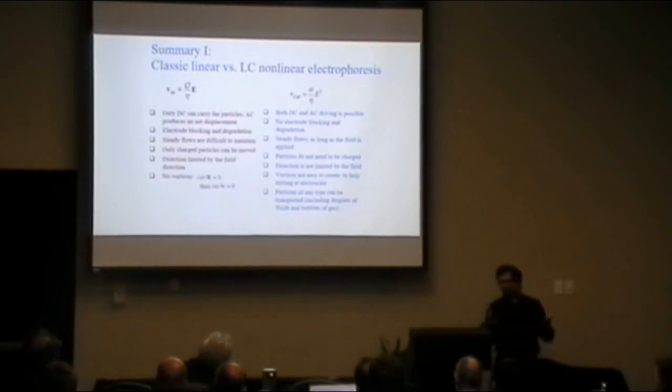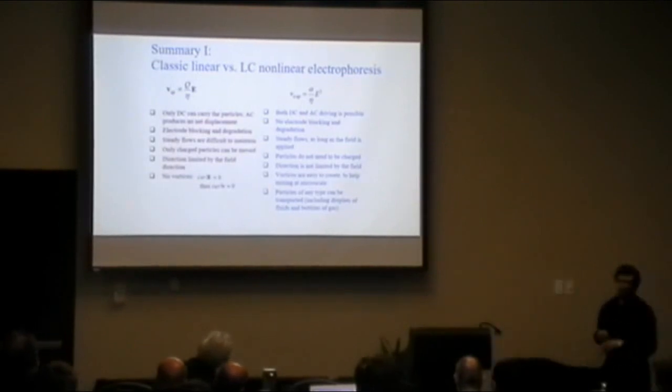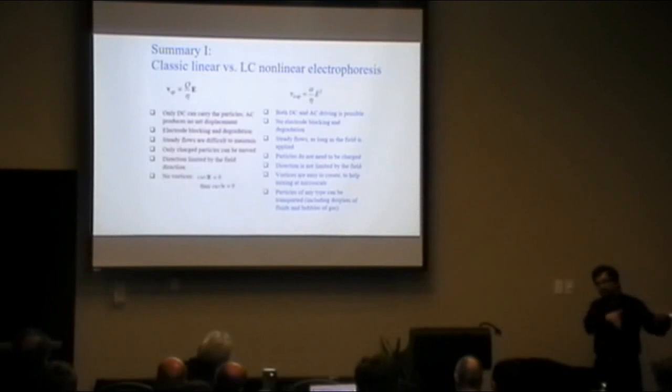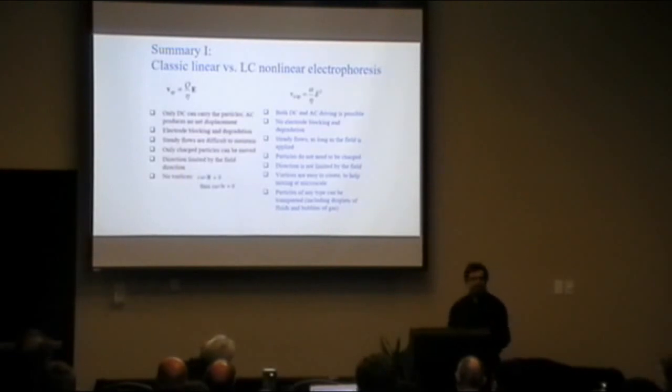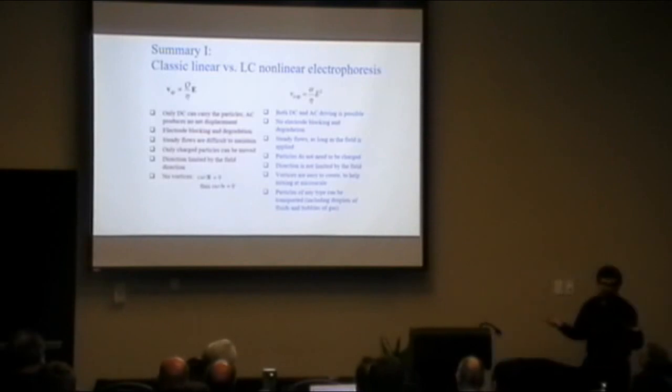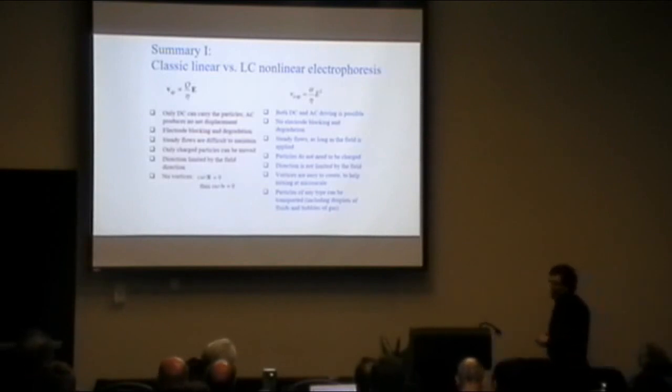So the summary of this part of the talk is that if you compare just the simple linear electrophoresis that occurs in isotropic electrolytes to the case when you're using a liquid crystal, the simplest liquid crystal, the nematic phase, as an electrolyte, you see dramatic qualitative differences. First of all, the classic effect is linear. The liquid crystal effect is strongly nonlinear, mainly quadratic in the applied field.